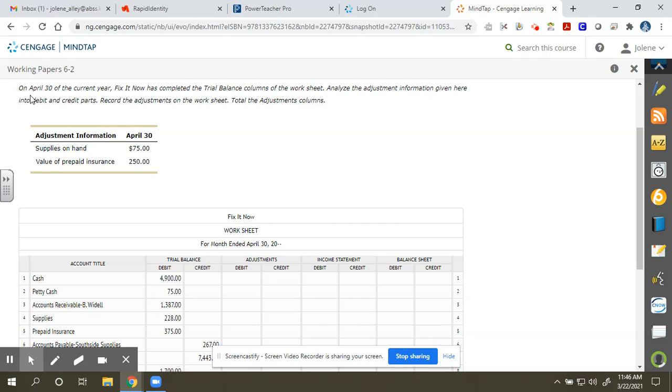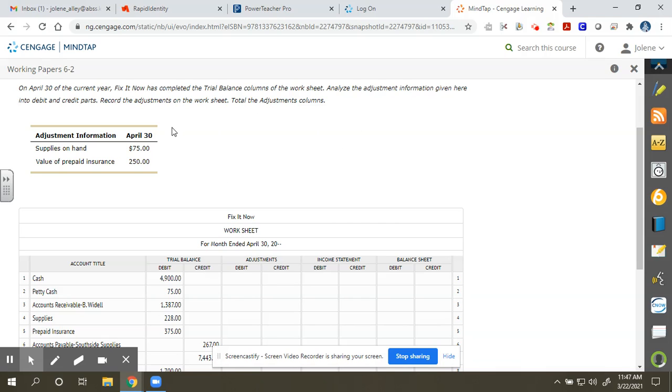So it tells us here that on April 30th of the current year, Fix It Now, which is the name of this company that we're doing the worksheet for, and this worksheet's to show everything that happened in the month of April for them. And it says it has now completed the trial balance columns in the worksheet. Analyze the adjustment information given here into debit and credit parts, record the adjustments on the worksheet, total the adjustment columns.